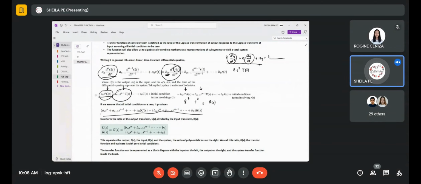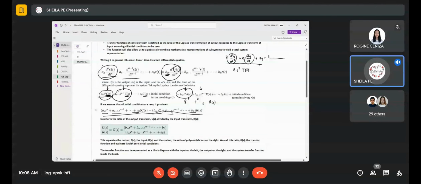After taking all the Laplace transforms, you factor out C of s. So basically C of s is this one, after you factor it out and so on. Now for R of s, you also factor it out after taking the Laplace transform for each term, and so on and so forth.